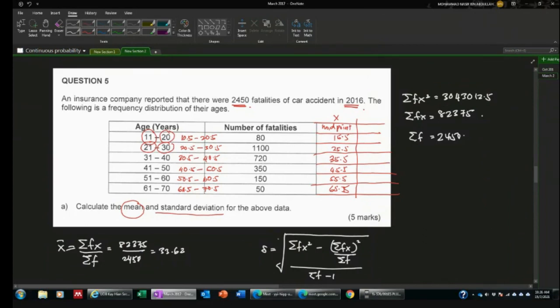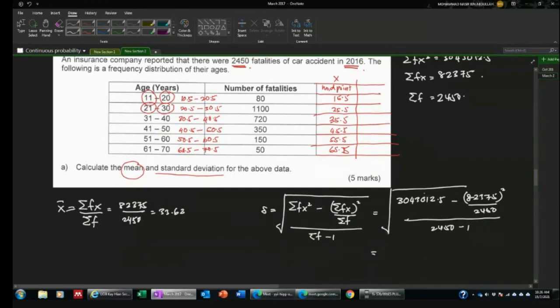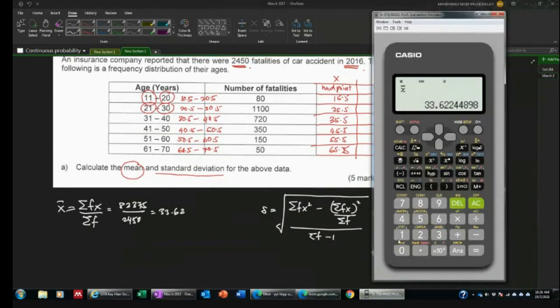So this is the age, right? And then for standard deviation, square root 3043012.5 minus 82375 square divided by 2450, divided by 2450 minus 1. And then don't ever calculate manually. Click shift 1, 4, and find Sx for standard deviation. It should be equal to 10.57.